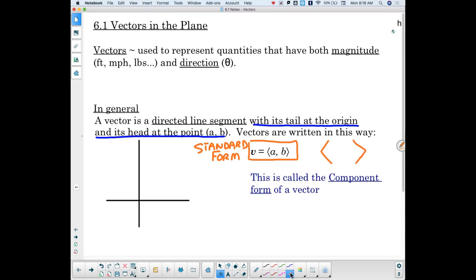So a vector has magnitude and direction. We can draw a vector: we start at the origin, and we can go any direction we want. We always put arrows on the end of our vector. It doesn't mean it goes on forever like a ray in geometry. It means it goes from the origin to that point, wherever that point is. So it has a horizontal component of a in this case and a vertical component of b.